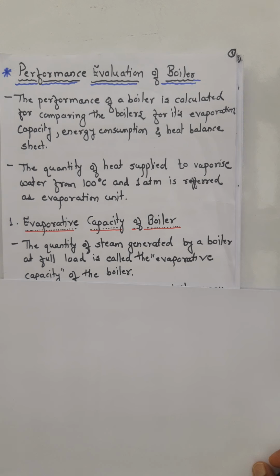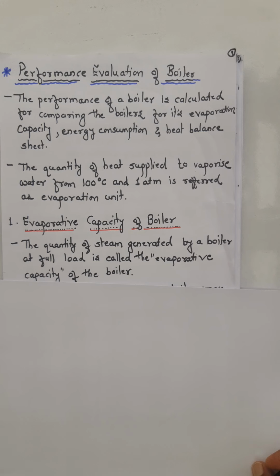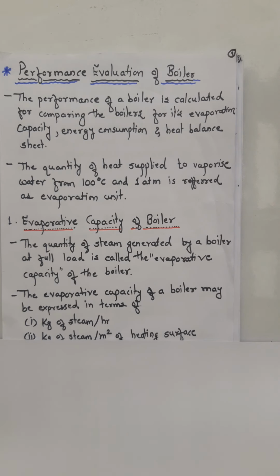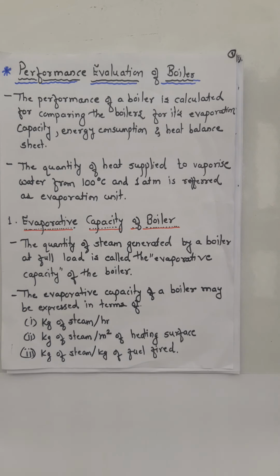The quantity of steam generated by a boiler at full load is called the evaporative capacity of the boiler. I repeat again, the quantity of the steam generated by the boiler at full load is called the evaporative capacity of the boiler. The performance of the boiler is often measured in terms of evaporative capacity, and the evaporative capacity of the boiler may be expressed in various ways.